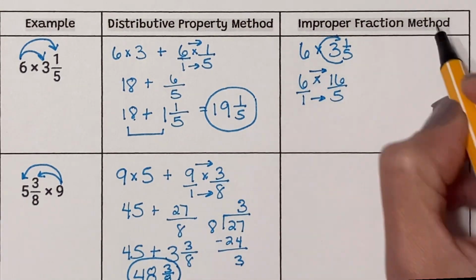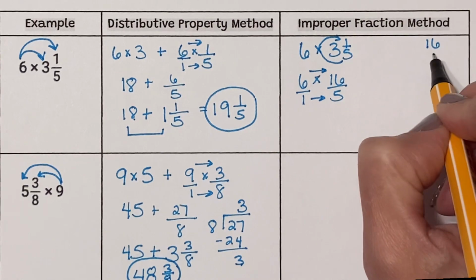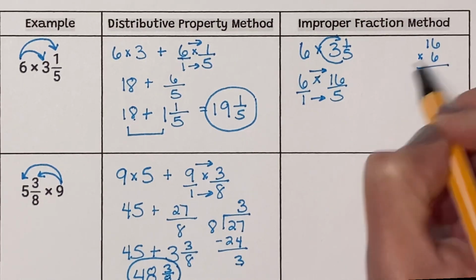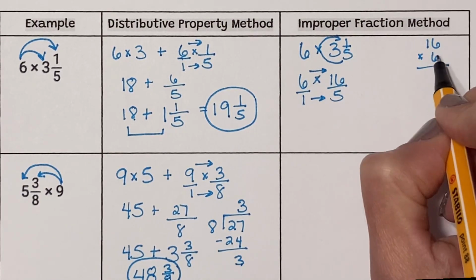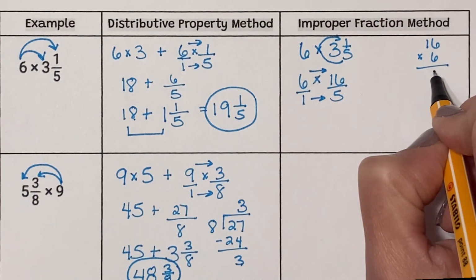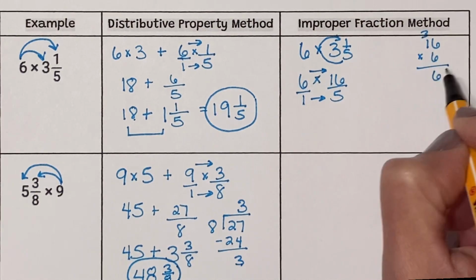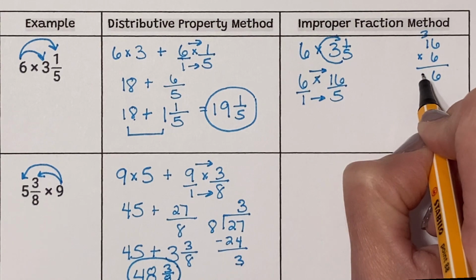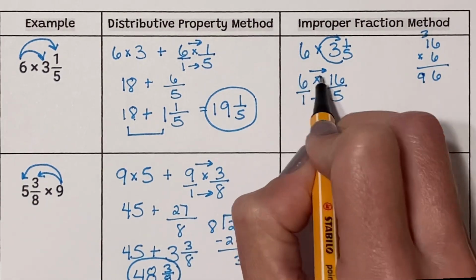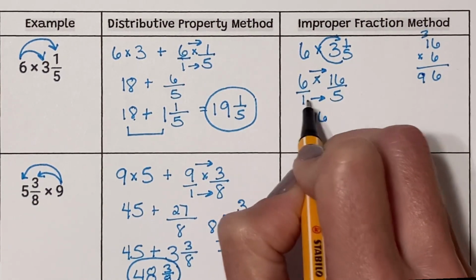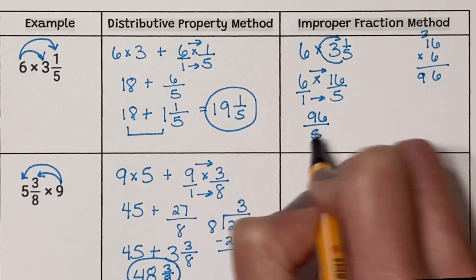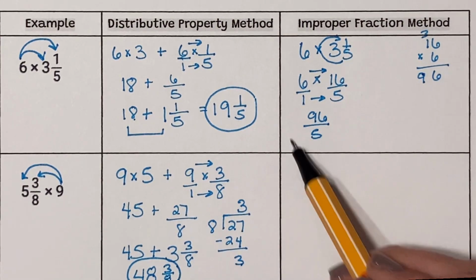6 times 16, I'm going to have to do some long multiplication over here. That's kind of the downside of this method, is we get some bigger numbers. 6 times 6 is 36. 6 times 1 is 6, and 6 plus 3 is 9. Okay, so 6 times 16 is 96. 1 times 5 is 5. Okay, so we got our improper fraction.